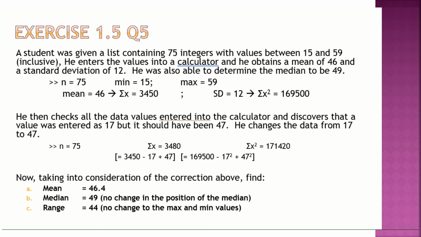Okay, after that correction, basically they're asking you mean, median, and range. Mean, the new mean you calculate using the new sigma x. Median, there'll be no change because the n didn't change. You just took out one value and put back another value. So the median will still be 49. How about your range? Your range also won't change because it has nothing to do with the first and the last data. Okay, so pretty much this is how you actually sort it out, all right?